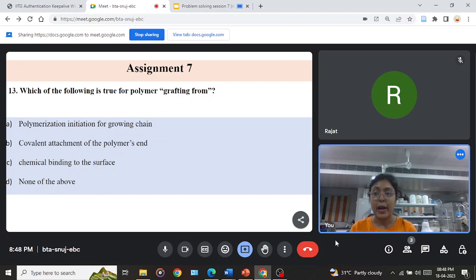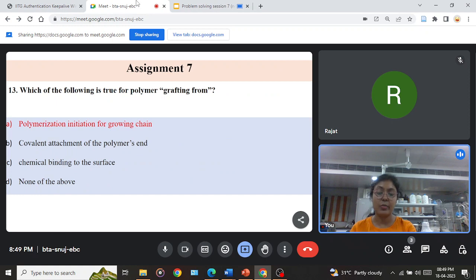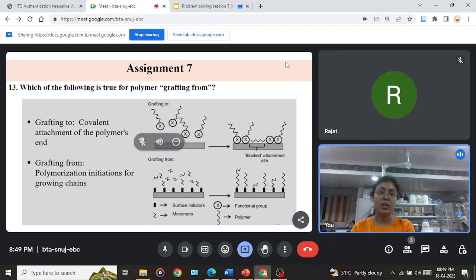Whereas chemical binding to the surface is not an appropriate answer, and neither is D, none of the above. So the correct answer for this question is option A, polymerization initiation for the growing chain. You can see from this figure what grafting from and grafting to basically are. Grafting to is covalent attachment of the polymers, and as you can see, various polymers are getting attached onto the surface, and there is a block attachment site as well, whereas grafting from is polymerization initiation for growing chain.